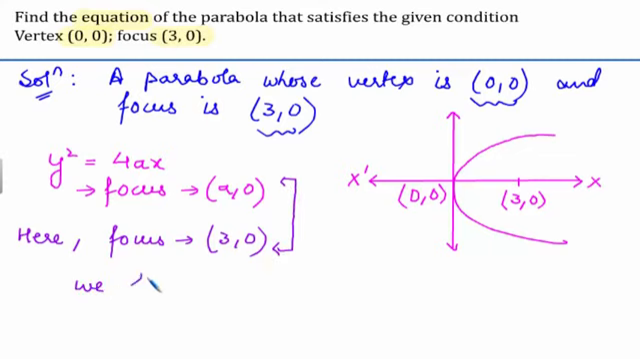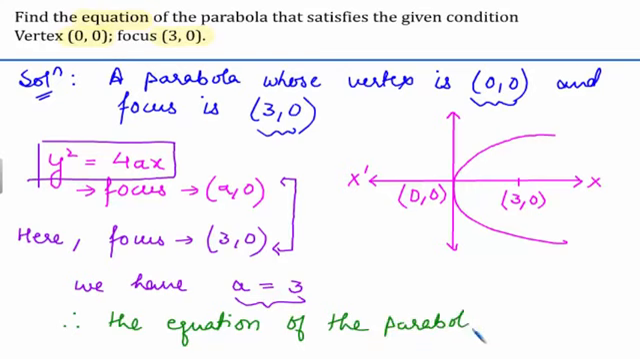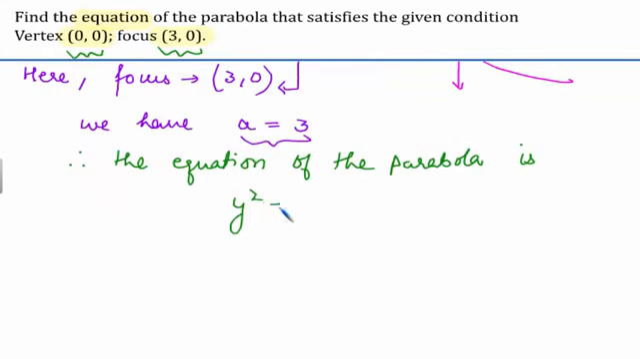Therefore, substituting the value of a in this equation, we will get the equation of the parabola. Therefore, the equation of the parabola whose vertex is at the point (0, 0) and focus is (3, 0) is y² = 4 × 3 × x, which is equal to 12x. Therefore, we have y² = 12x. So this is the required equation of the parabola.